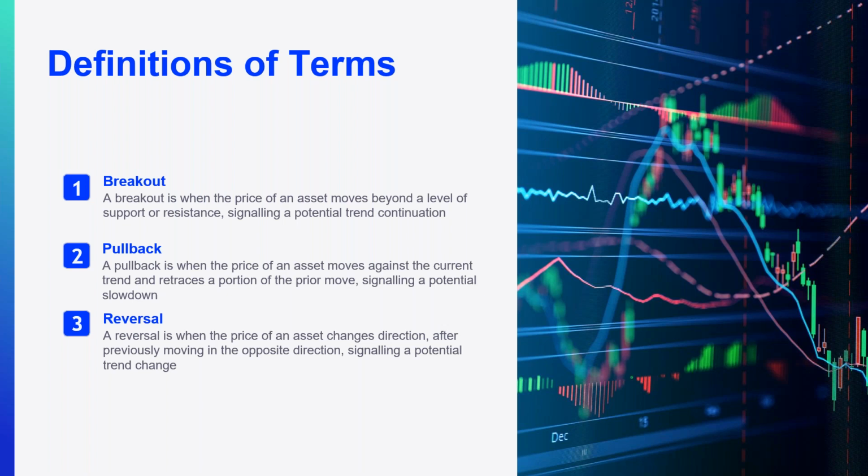Okay. Pullbacks. The pullback is when the price of an asset moves against the current trend and retraces a portion of the prior move, just a portion. This portion could be 38%, 50%, 62%, but the smaller the pullback, the more the momentum remains in the direction of the trend. Now of course, when we do get that pullback, there is a slowdown in the trend. This slowdown will either end up being a reversal, which we're going to see now, or we're going to receive a retest, a rejection, and further continuation to the upside or to the downside, depending on which direction we are heading.